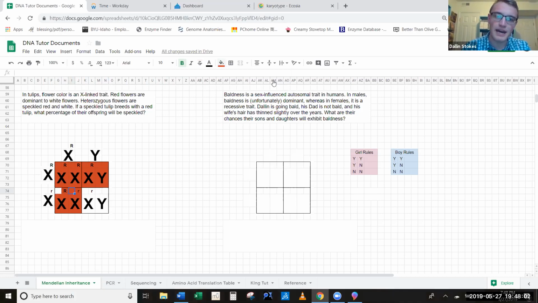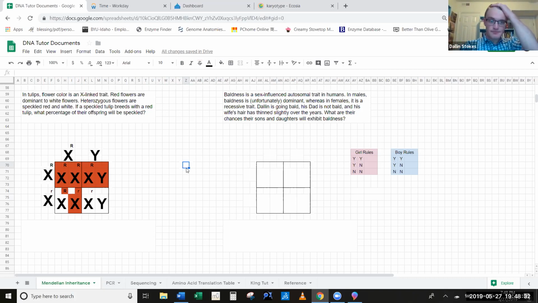I am going to pattern this to make it appear speckled. Okay, forgive me. Now we can see that 25% of the offspring are speckled, or 50% of the girls. Forgive me for that confusion. I'm sure some people just lost some hair there.